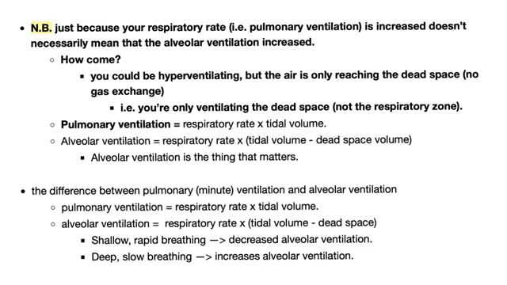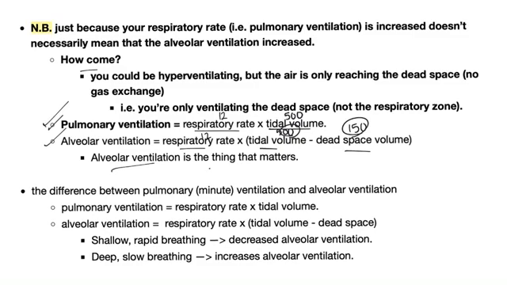ventilating the dead space, like an idiot. I'm sorry. How come? I'll tell you how come. Because pulmonary ventilation is the respiratory rate, which is around, let's say, 12 per minute, times the tidal volume, which is around 500. Alveolar ventilation is the respiratory rate, which is about 12, times tidal volume, which is 500, minus dead space volume, which is around 150. Of course, this is going to be lower than the pulmonary ventilation.